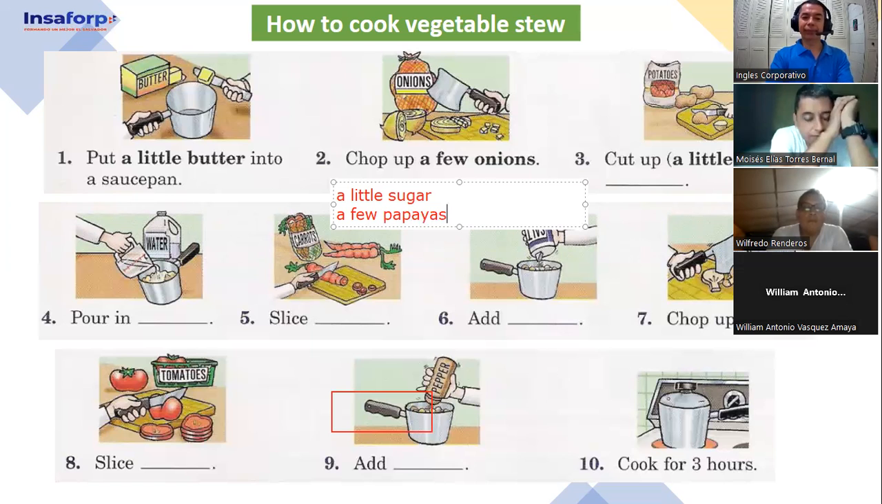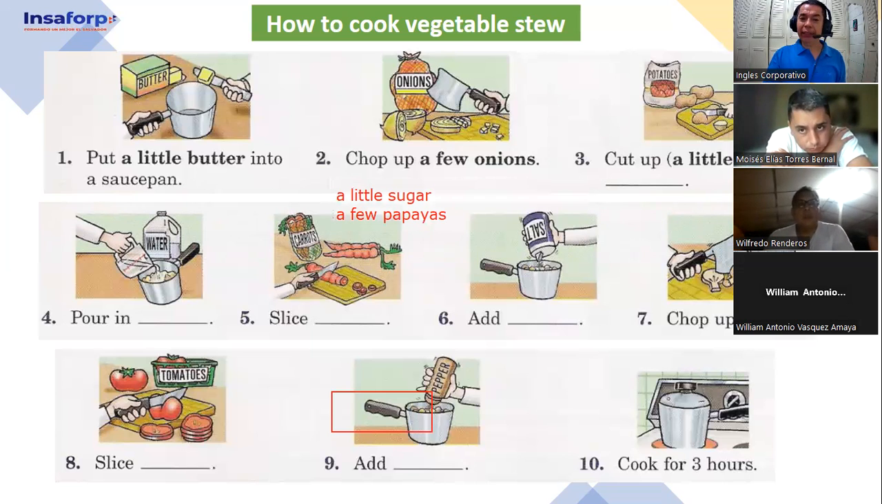papayas. Yes? So, a little is for no countable: sugar, oil, coffee, milk, etc., etc., right? A little is for no countable. And a few is for countable: papayas, onions, carrots, tomatoes, potatoes, etc., etc., right? A little is for no countable, a few is for countable, right? Understand? Okay. Here we have the examples.